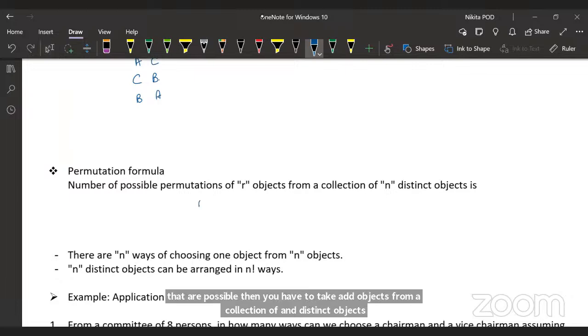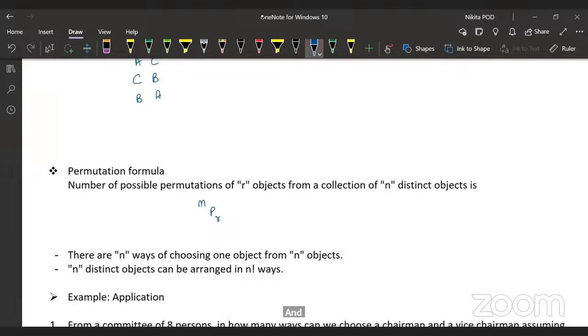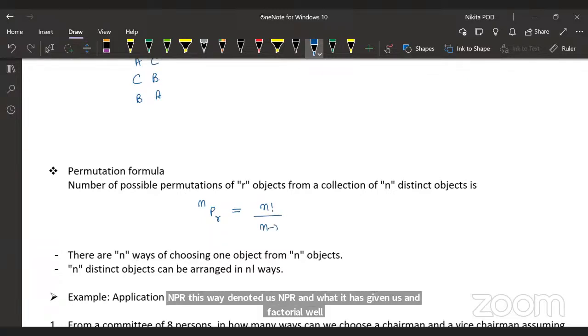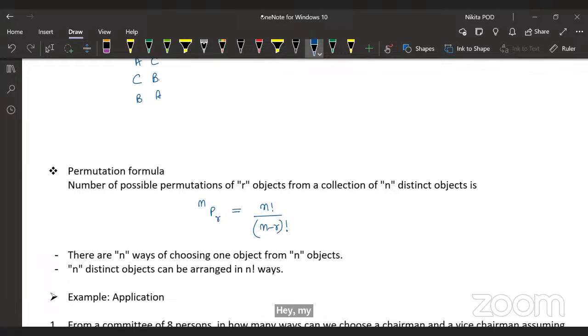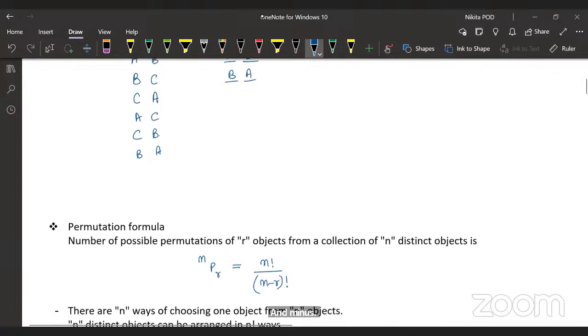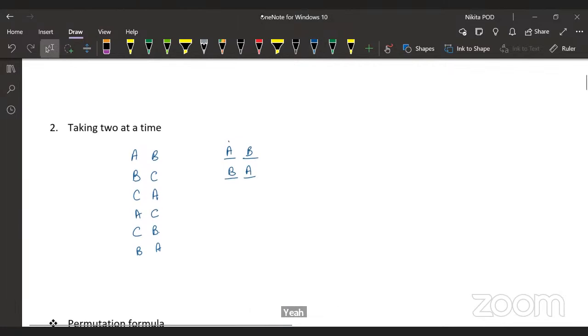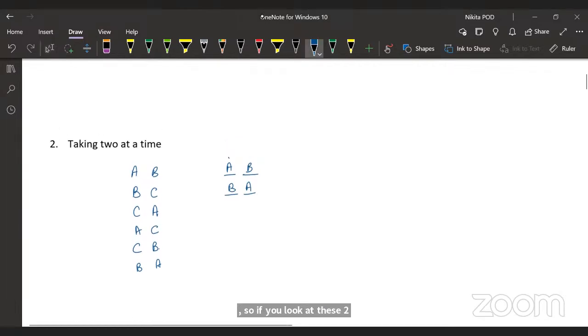We denote this as nPr, and it is given as n factorial divided by (n minus r) factorial. If you look at these two examples, in this case n was 3 and you had to select 2 objects. So we did 3P2, which is 3 factorial divided by 1 factorial, which is nothing but 6.